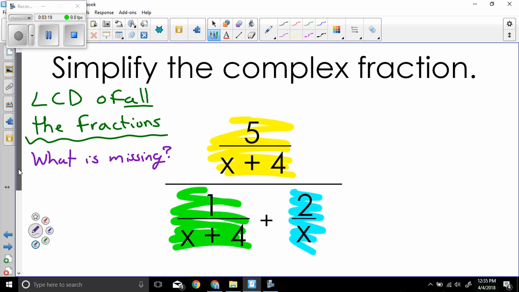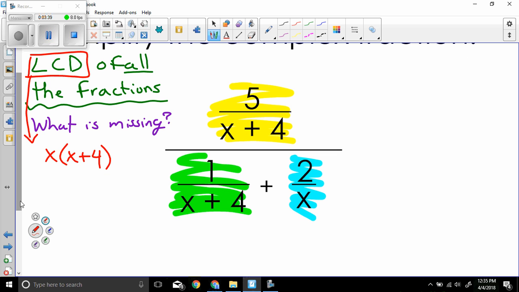So, this would need an x. Well, okay, let's think this through. What's missing? From the top, I would need an x. Then this green one is missing an x. And the blue one would be missing an x plus 4. Thus making the LCD x times x plus 4. LCD is x times x plus 4.